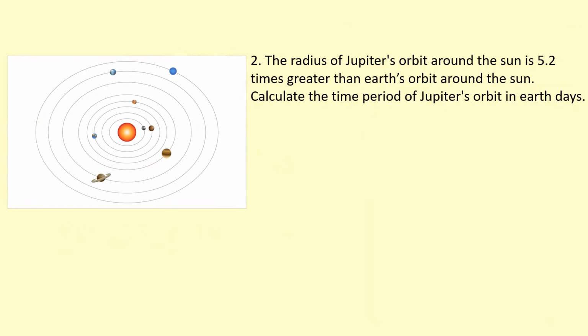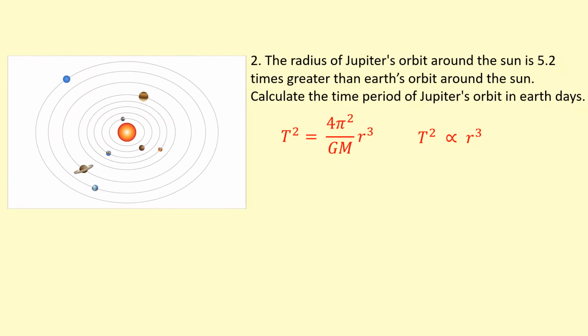In this example, the radius of Jupiter's orbit around the Sun is 5.2 times greater than Earth's orbit around the Sun. Calculate the time period of Jupiter's orbit in Earth days. We can use Kepler's law here to study the relation between radius of orbit and time period. We can get rid of all the constants in the middle because they're all the same for all those objects, so we can use it as a proportionality question.